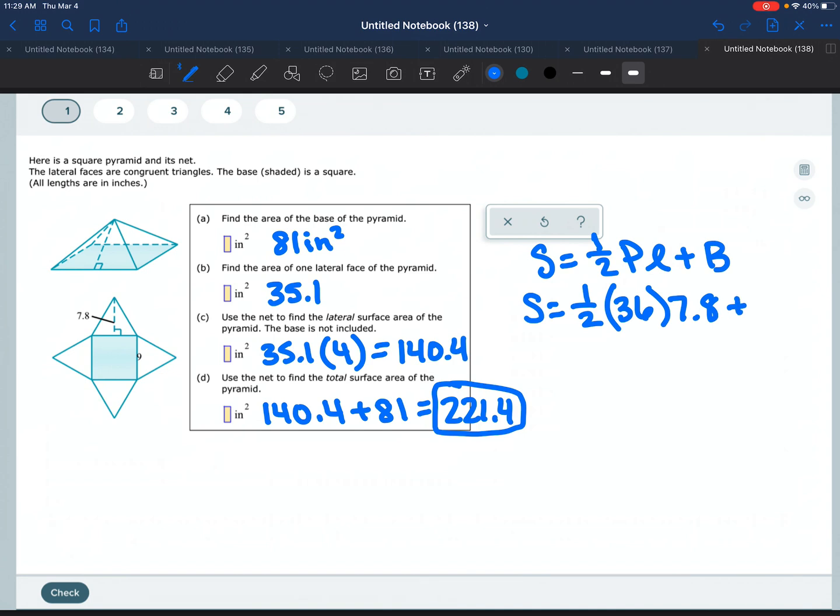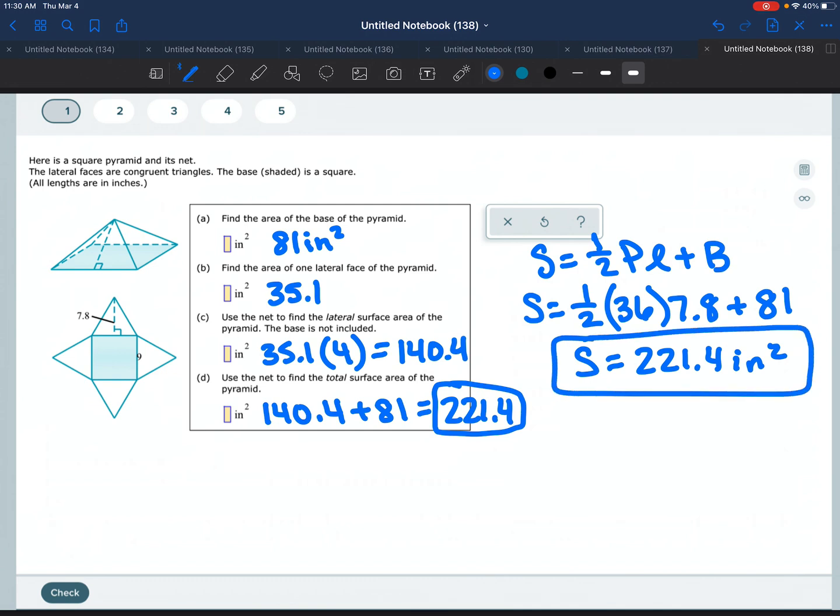Okay. Capital B refers to area of the base. What's the area of the base? 81. 9 times 9. Okay. I want someone to type that whole thing in their calculator: 1/2 times 36 times 7.8 plus 81. We should know the answer already, but I want you to check it in your calculator to make sure. Is 221.4 what we got earlier?